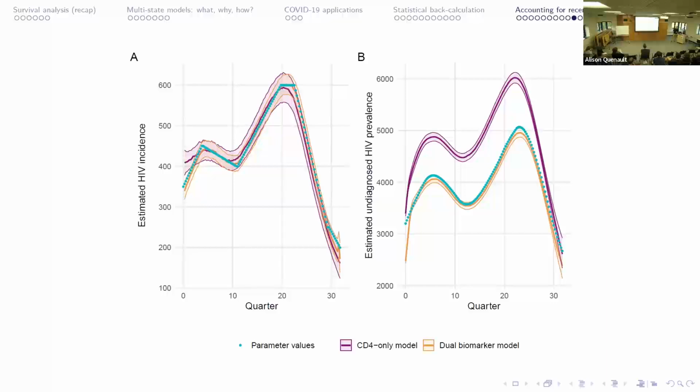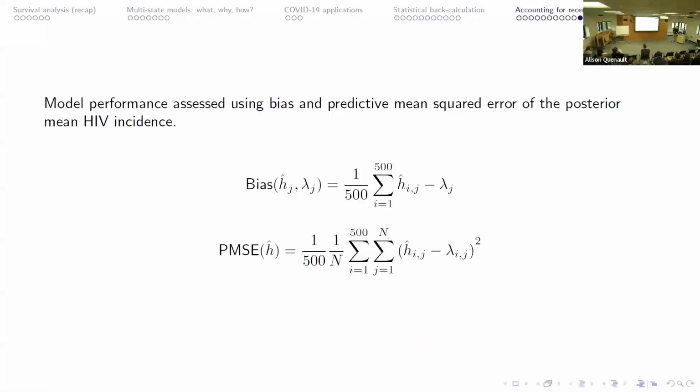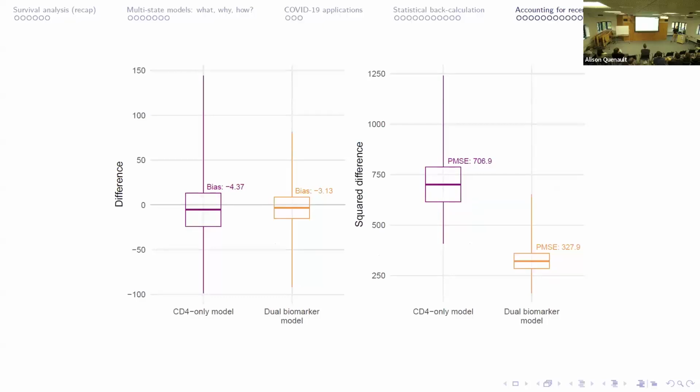We can also look at the bias as a performance measure for what's going on with incidence. So is this going to give us a better measure of incidence anyway? We can do that using bias, also predicted mean squared error. And indeed, on both of those metrics, we see the dual biomarker is slightly better performing than the previous.